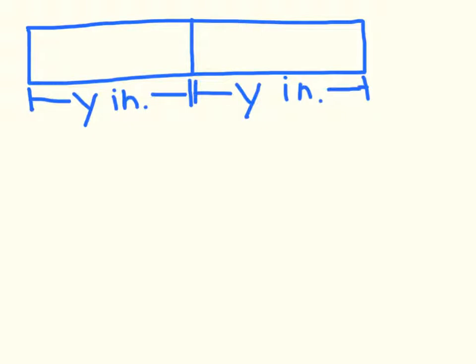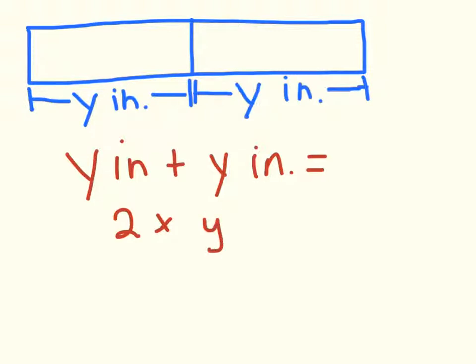Let's begin with exploring the basics of simplifying an algebraic expression. A straw of length y inches is joined to another straw of the same length. What is the total length of the two straws? So the total length of the two straws would be y inches plus y inches, which is the same as 2 times y inches, which is the same as 2y. So the simplified expression is 2y.